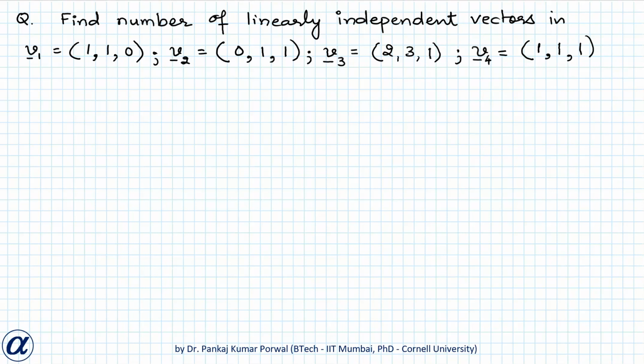In this question, we want to find the number of linearly independent vectors in v1, v2, v3 and v4, and to do that we will use the matrix rank method where the given vectors form the columns of our matrix. So the matrix will be: v1 forms the first column, v2 forms the second column, v3 forms the third column and v4 forms the fourth column of our matrix.